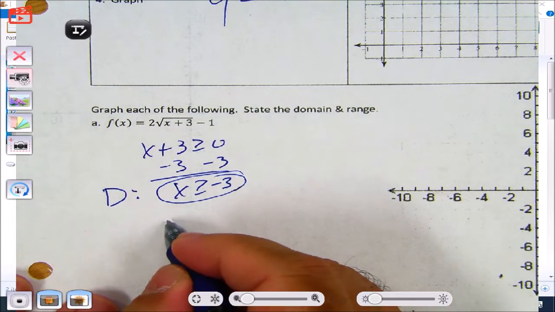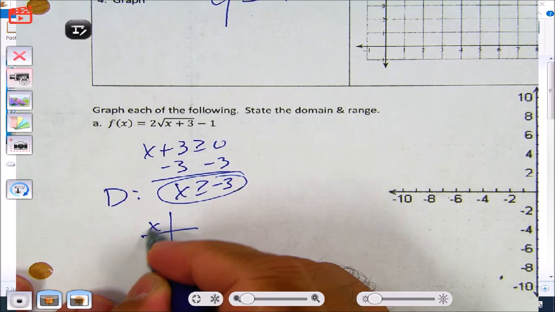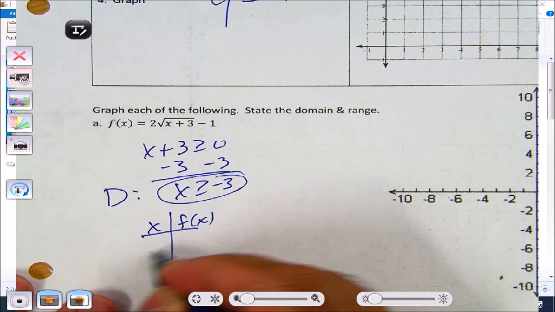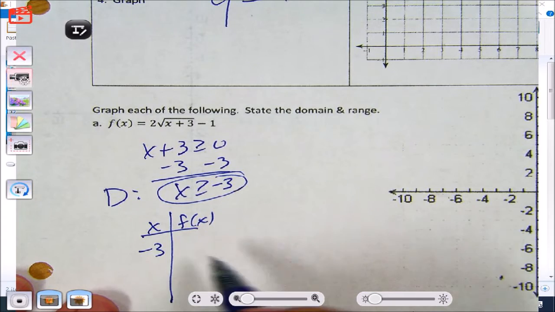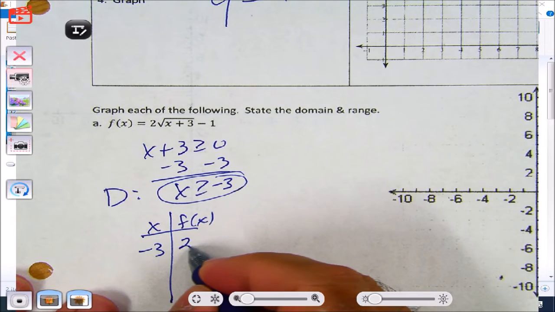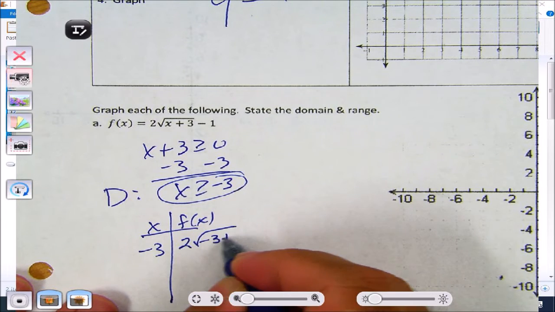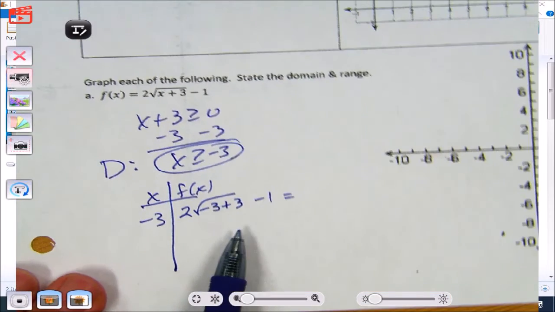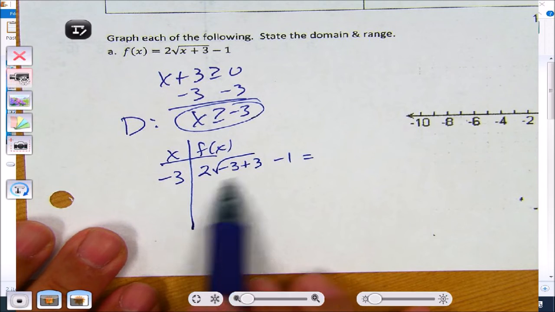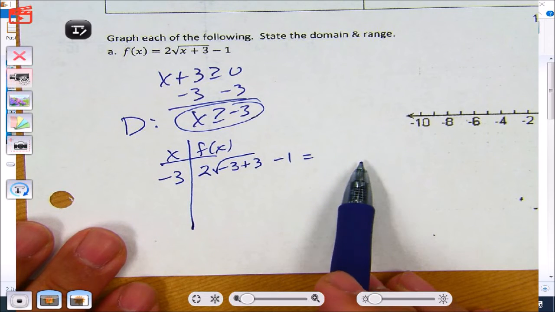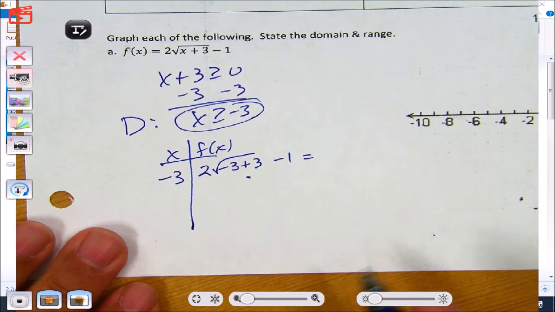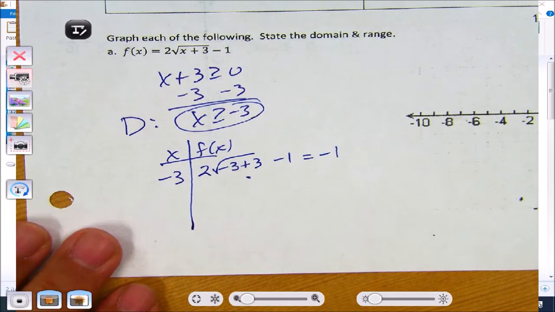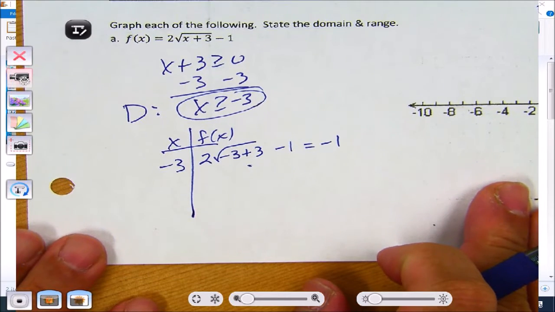And I'm going to plug it into my chart, x and f of x. So that's going to be negative 3, and I'm plugging negative 3 into that, where it's 2 times the square root of negative 3 plus 3, minus 1. What's negative 3 plus 3? 0. What's 2 times 0? 0. What's 0 minus 1? Negative 1.